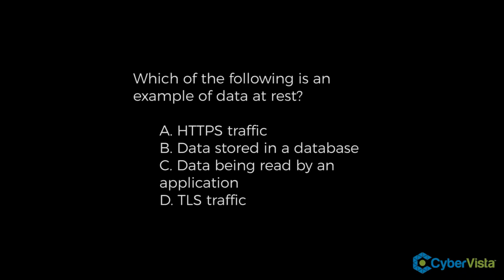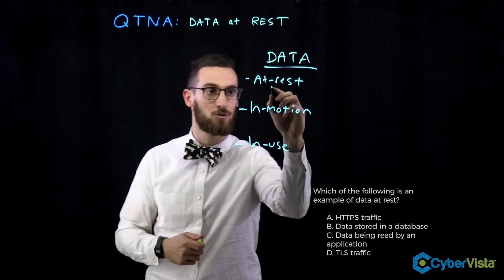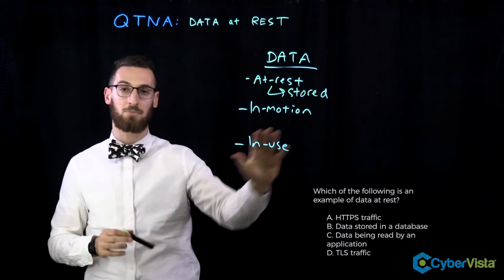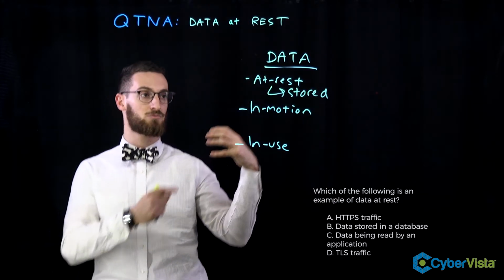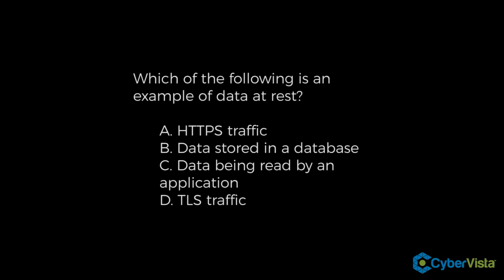So let's look at A, HTTPS traffic. That's the traffic, remember, that helps us with our internet browser sessions. So that data needs to be actually exchanged. That's going to be in motion. How about data stored in a database? Keyword right there, stored. It's not being used, it's just waiting to be accessed. C, data being read by an application. Well, remember, an application that needs to use data, that data is actually in use.